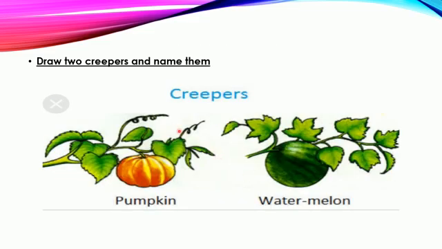Then you give another heading. Draw 2 creepers and name them. And again you have to draw these 2 creepers. This is the pumpkin and this is the watermelon. I have tried to give you easy pictures, easy diagrams that you can draw nicely, easily. So draw it in the same way, color it also, and again I am reminding you, don't use a sketch pen. Only pencil colors you can use or crayons you can use.